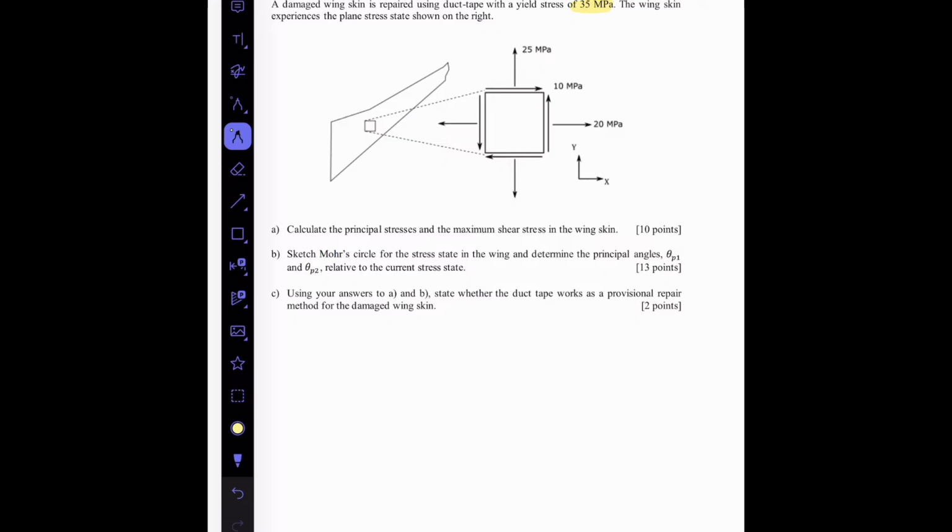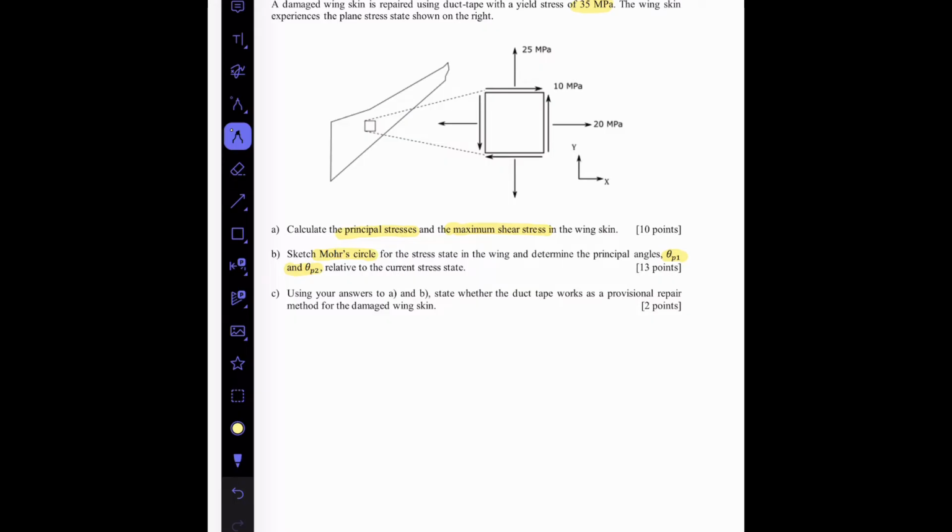Alright, so what is it asking for? The problem's asking for the principal stress and the maximum shear stress. They want us to draw a Mohr's circle and find the principal angles, and basically determine whether or not it will exceed the yield stress and the duct tape shall fail.